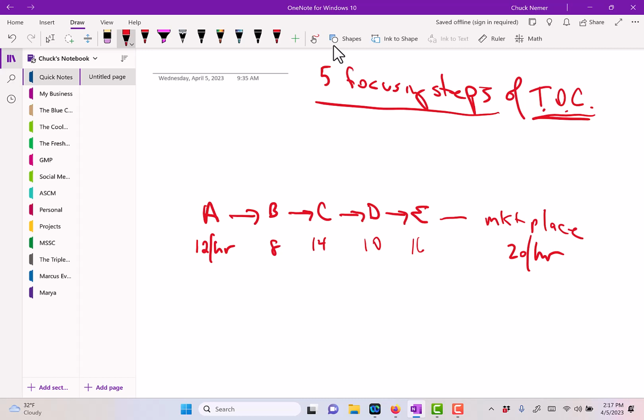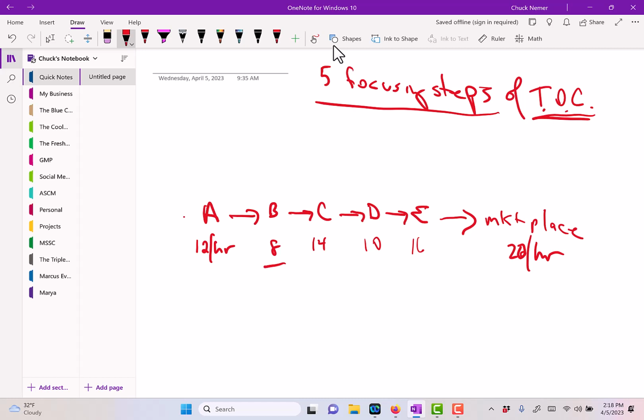factory. So the 5 focusing steps in the theory of constraints is a way to identify a bottleneck and break the bottleneck so you can improve the system. So what we've got here is just a mythical 5-step process A, B, C, D, and E, and then it's shipped out to the marketplace. And below them, this is the rates per hour. So A can make 12 pieces an hour, B can make 8, C, D, and E, and then the market wants 20 an hour. So we cannot make it as fast as the marketplace, it looks like, because B is our bottleneck or the slowest spot.